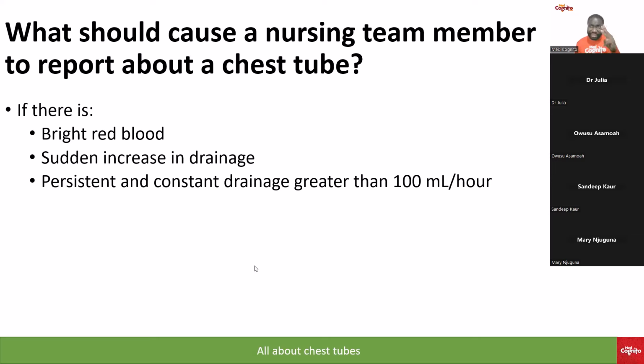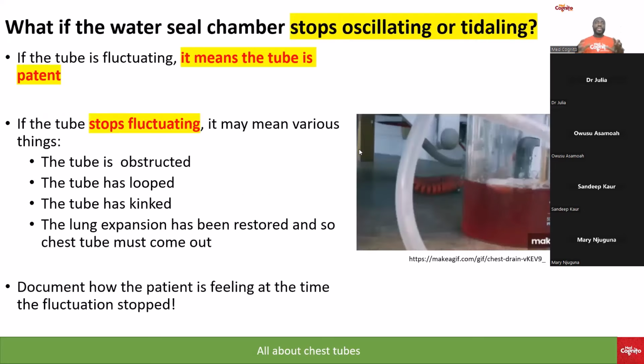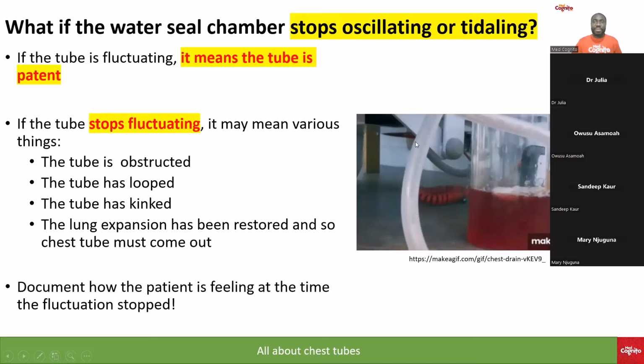So these are three things that when I see as a nurse, somebody needs to attend to this patient. I'm not going to joke with it. I'm going to get somebody to come and assess this patient right away. So number one, if there is bright red blood, boom, I need to get somebody to come and see the patient. Number two, sudden increase in the drainage. Not good. Number three, persistent and constant drainage, more than 100 mils per hour. I need to get somebody to come and see the patient. All right? Good.